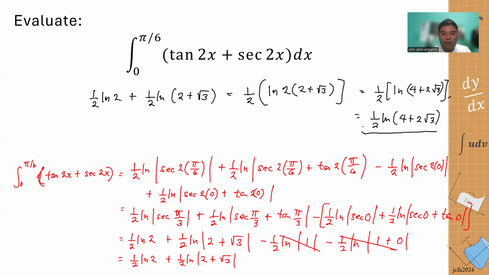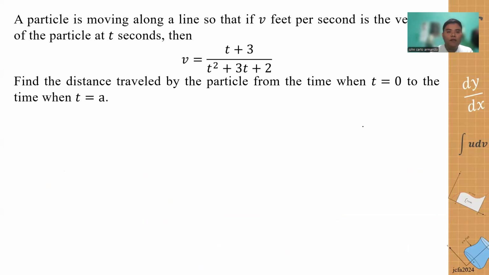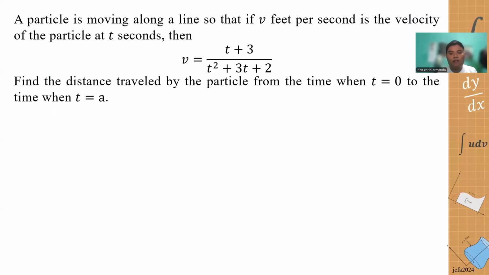Okay, let's have the next one. A particle is moving along a line so that if v feet per second is the velocity of the particle at t seconds, then we have the function v equals t plus 3 over t squared plus 3t plus 2. Find the distance traveled by the particle from the time when t is 0 to the time when t is equal to a.